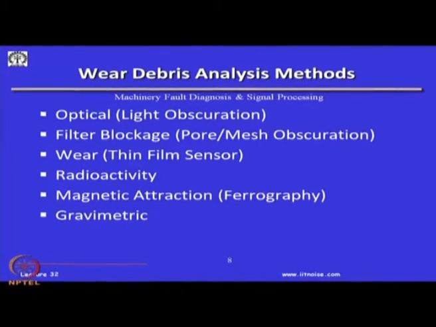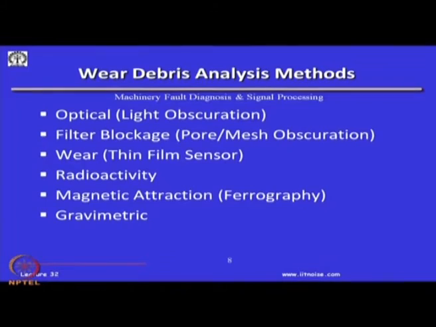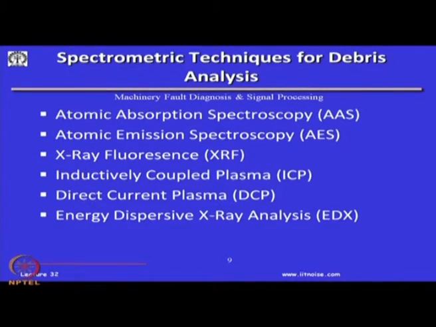Filter blockage: I can have a pore or mesh size, and then like a normal sieve, I can say 5 microns stayed back, and this is the parts per million of 5 microns. If I increase the sieve size, maybe 10 microns, 20 microns and so on, I can do that. Particles can also be measured through radioactivity, through thin film sensors, magnetic attraction by ferrography, or the gravimetric method, which I just described in the last slide.